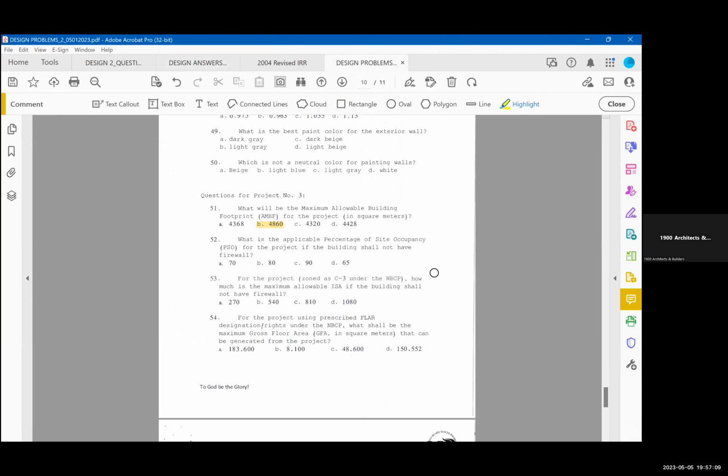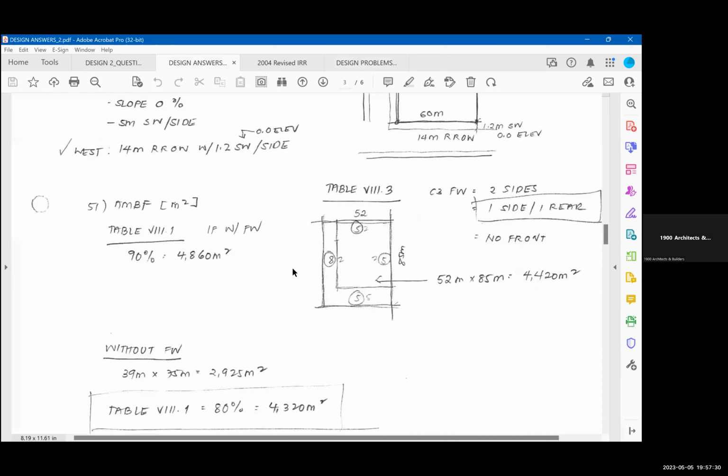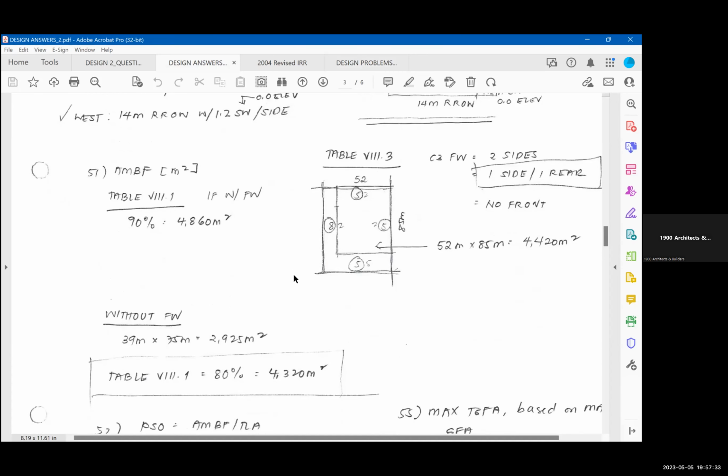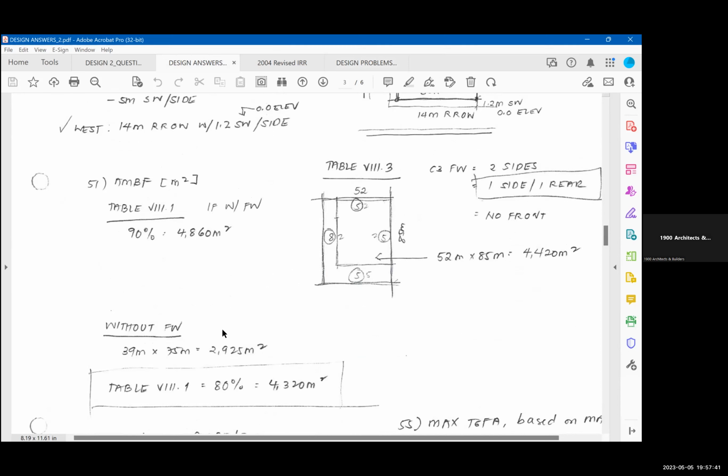Okay, so number 52. What is the applicable percentage of site occupancy for the project if the building shall not have a firewall? So, referring to table 8.1, the building has no firewall. Ayan, nakasulat naman ulit ito. It's 80%. So, it's letter B.